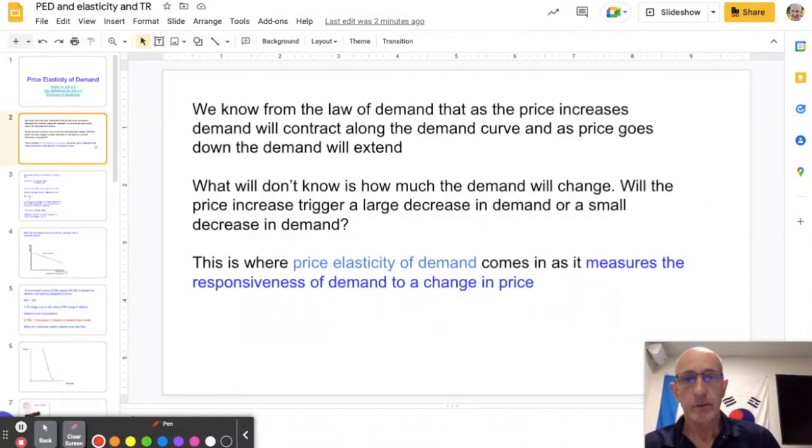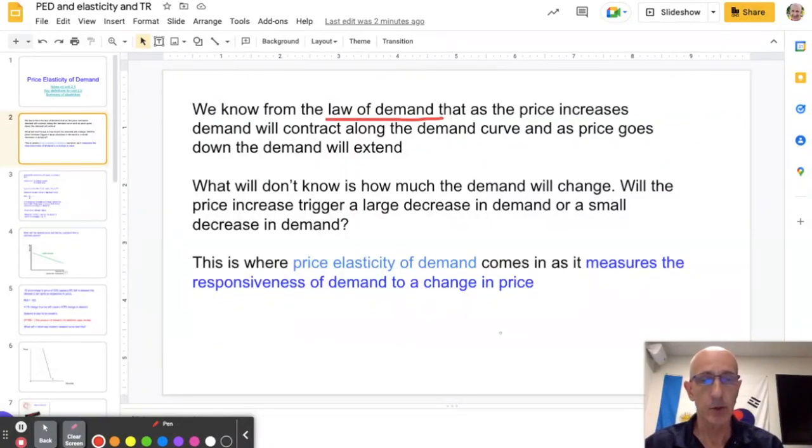We know from the basics of supply and demand, this so-called law of demand, that the price will impact the amount of consumption of a product. So if the price increases, demand contracts. If the price goes down, the demand is going to extend. And what we don't know at the moment is the extent to which that demand will change.